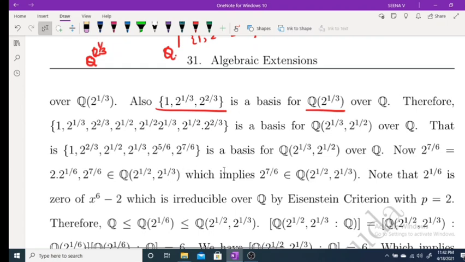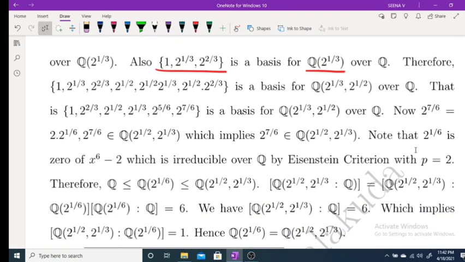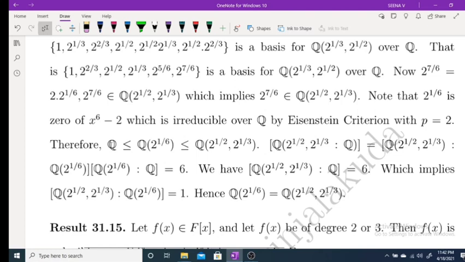Which implies 2^(7/6) belongs to it. Now 2^(1/6) is a zero of x^6 minus 2, which is irreducible over Q. Okay, now by the existence criteria with p equal to 2, we get like this: Q is a subfield of Q(2^(1/6)), which is a subfield of Q(2^(1/2), 2^(1/3)).